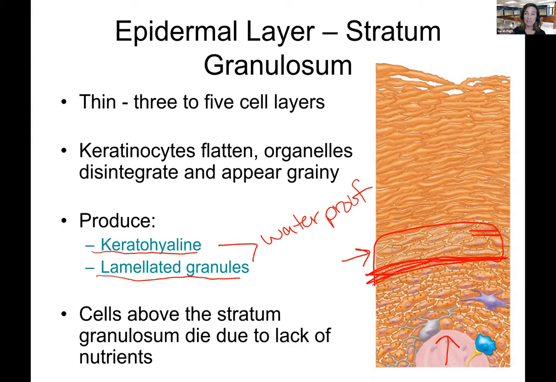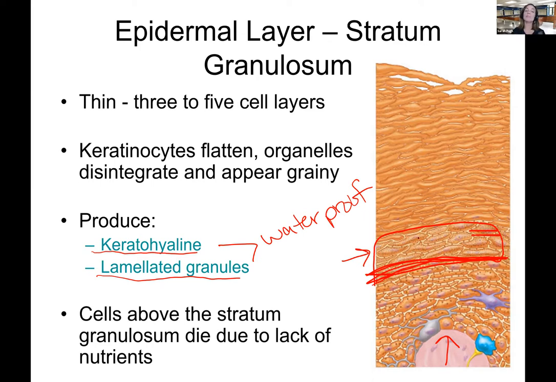So what happens is, even though you need this waterproof layer in your skin, it's really important to have it so that things can't get into your skin. It's actually preventing nutrients from getting up to the rest of your cells. So effectively, the stratum granulosum, by making this waterproof layer, it's kind of strangling itself. So these cells are starting to die. That's why they look grainy. As a cell dies and the organelles die, you get this grainy appearance. So that's why I remember stratum granulosum, grainy, looks very grainy in appearance.